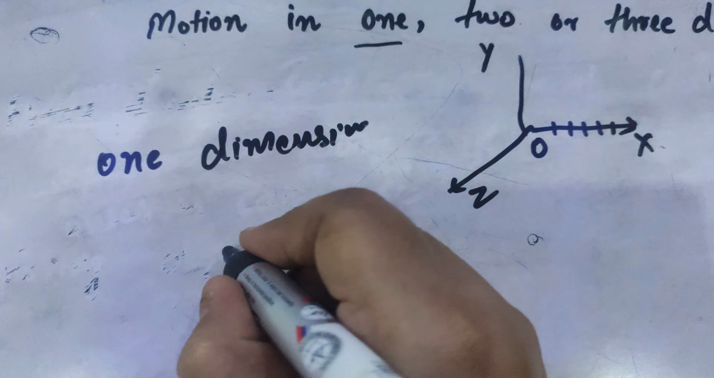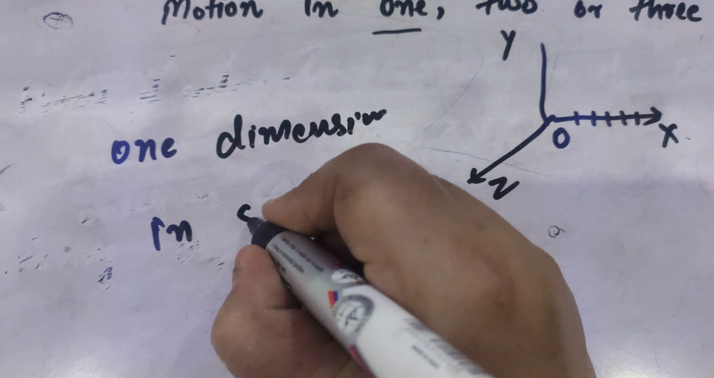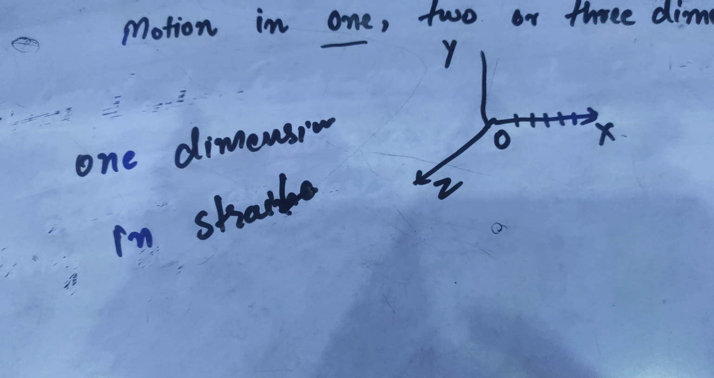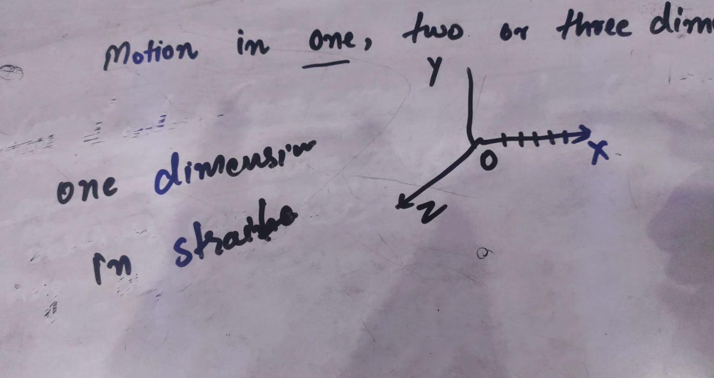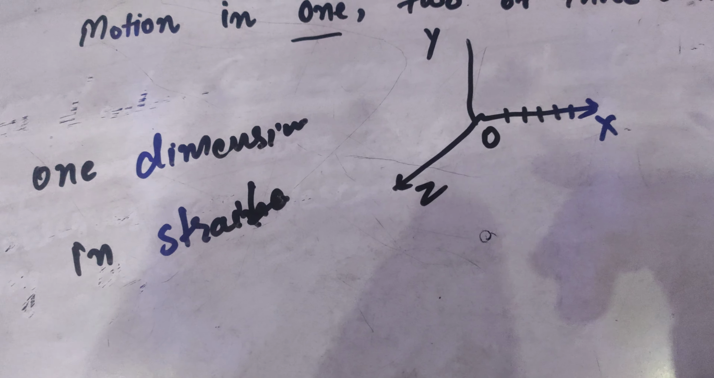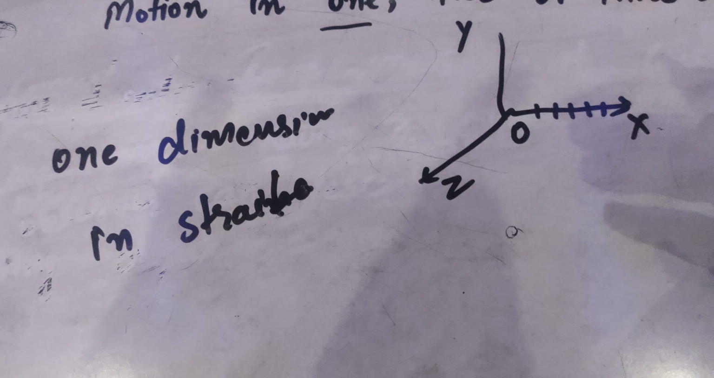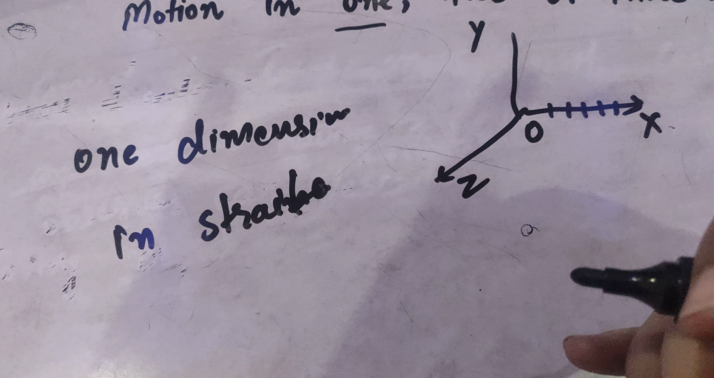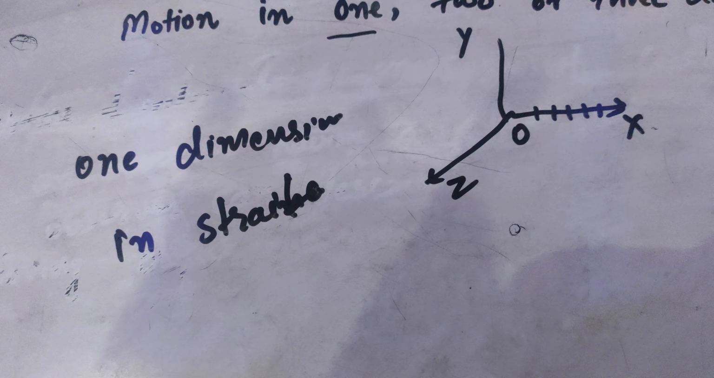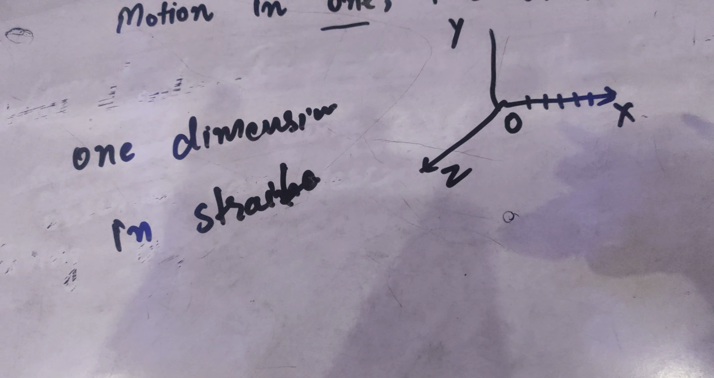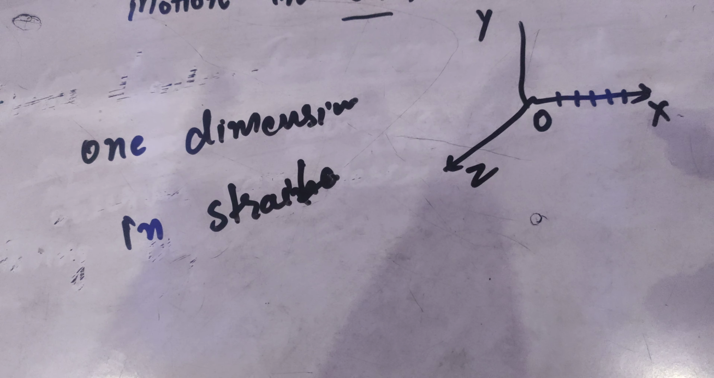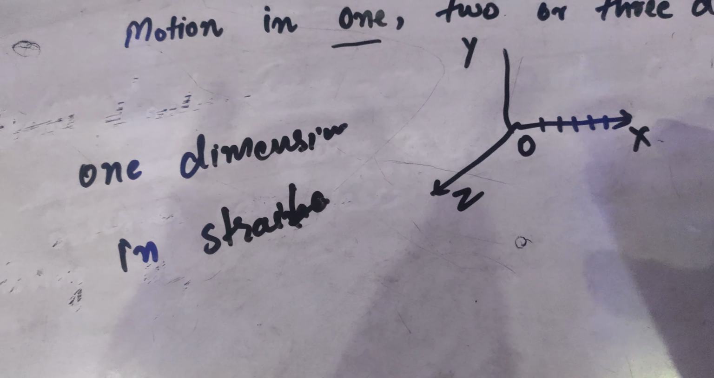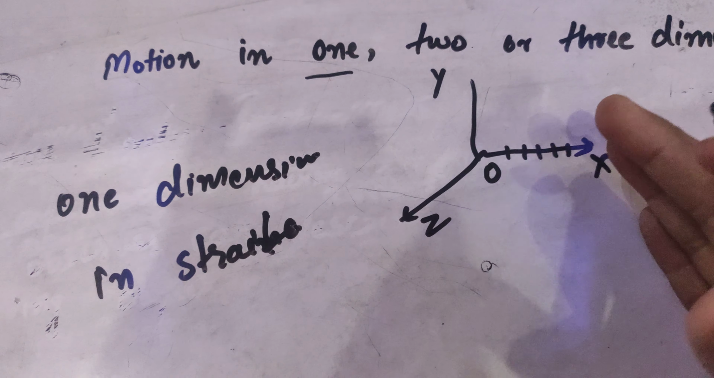Means the motion of an object in a straight line is called the one dimension motion. For example, a train moving over the rail track, a bus moving over a level road, a person walking over a level road, or any straight line motion in which only one coordinate of position is changing with respect to the surroundings is called one dimension motion.